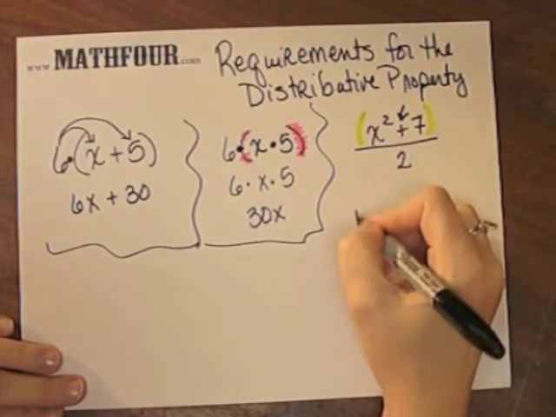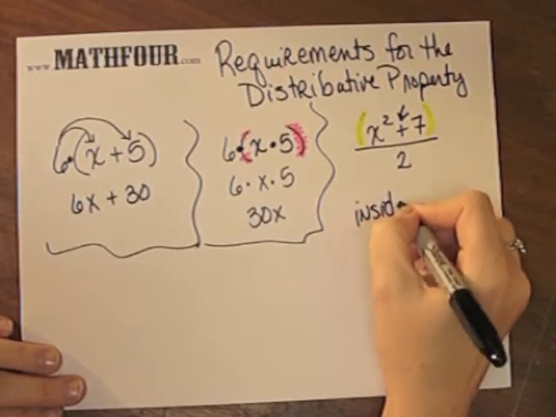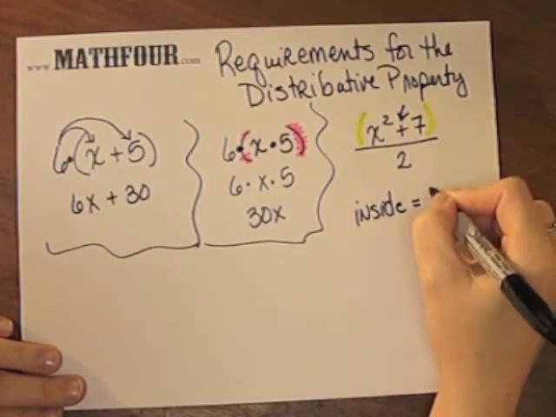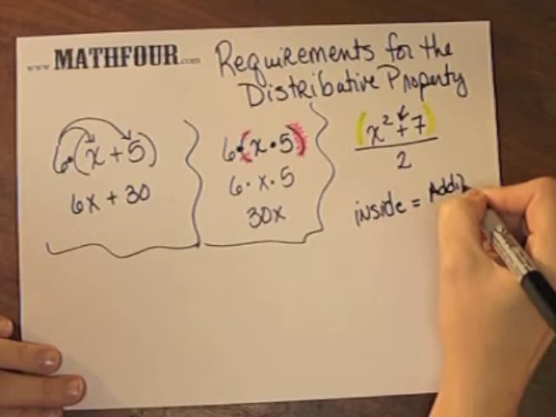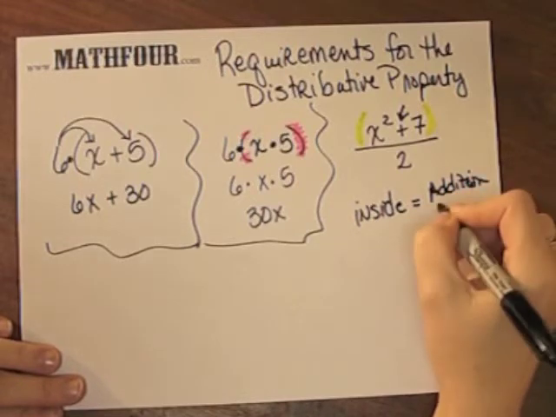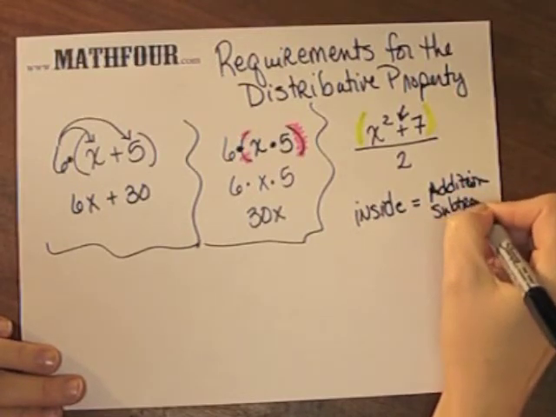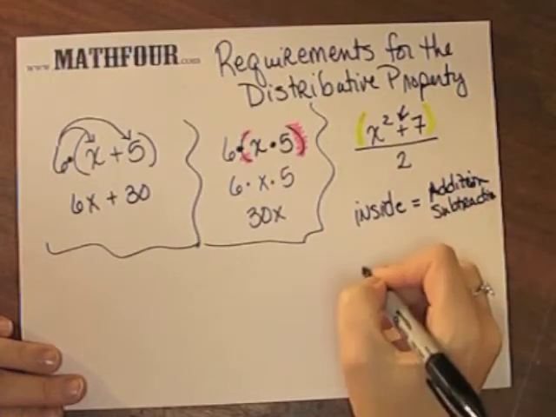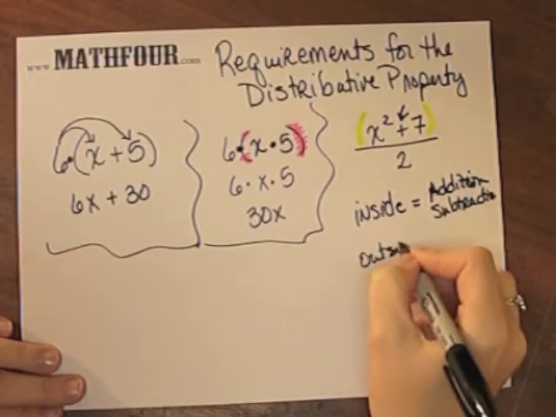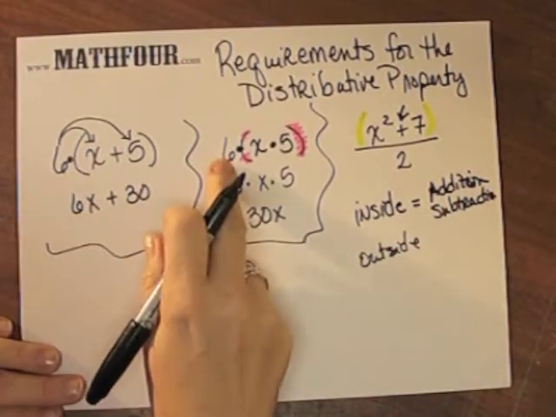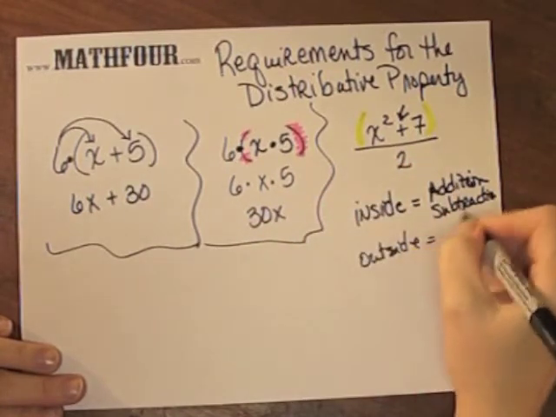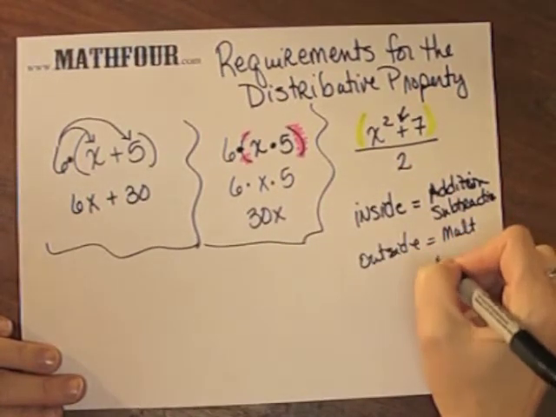So as long as the inside has addition or subtraction, and the outside, so what's on the outside of the parentheses or the isolation, is multiplication or division.